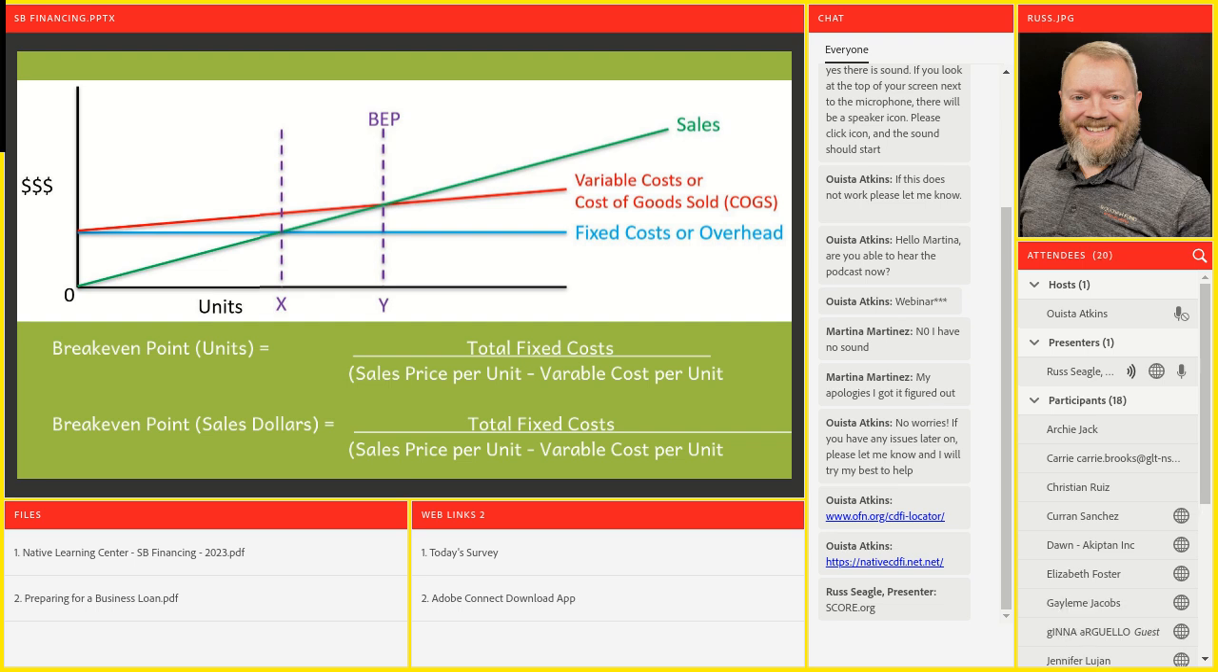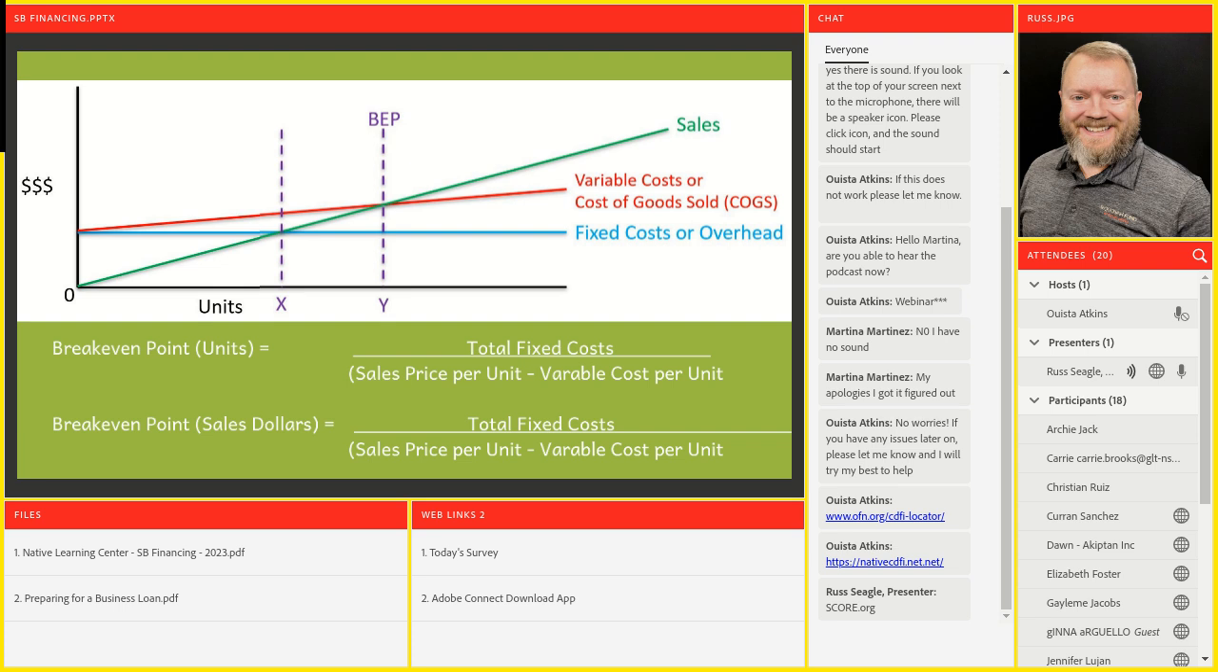How many hamburgers do I have to sell? How many cups of coffee do I have to sell? How many miles do I have to drive in my delivery business? This is your units. There's a cost for that. There's a calculation for that. Now, sales price per unit. Let's say I'm selling my hamburgers for $5 and my variable cost per unit is $2. That means that my contribution margin or my profit margin is $3. So if I have $30 in total fixed costs and I have a $3 contribution margin, I have to sell 10 hamburgers to break even.